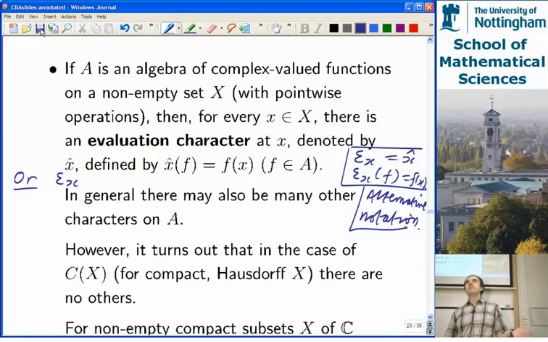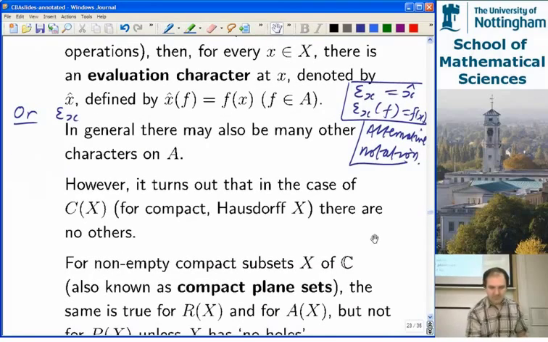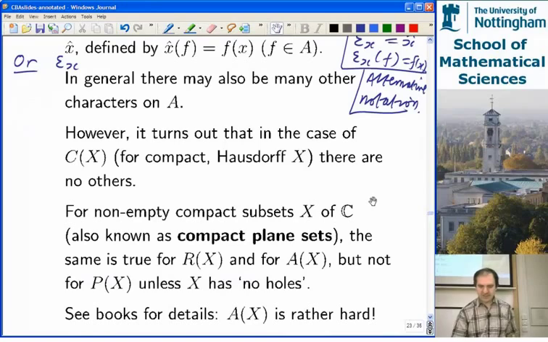So that gives you quite a few characters, if you're dealing with algebras of functions, but in general there may be others. However, it turns out, though we won't prove this, for C of x, there aren't any others. The only characters you can have on C of x for a compact Hausdorff space x are the evaluations at points of x. So not only does that give you a good supply, that's actually all of them. And that's true for some other situations as well.